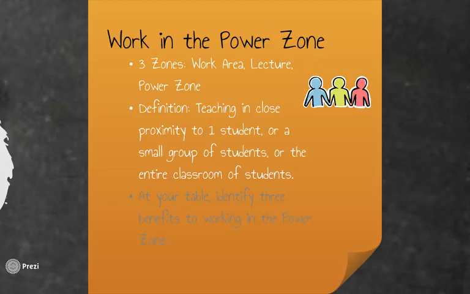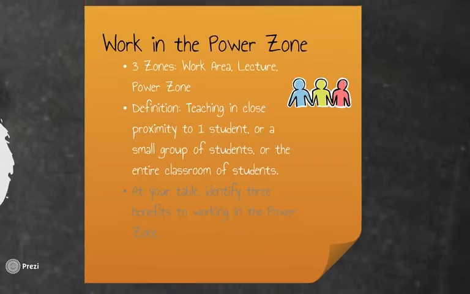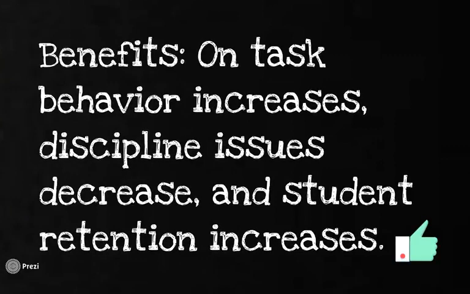You need to be in the power zone. You need to be moving. You need to make sure that you're able to manage, and you're able to make any necessary changes throughout the class period that you need to make. So teaching in close proximity to one student or a small group of students to the entire classroom. So making sure that you see the benefits, and you'll see that there's lots of benefits to being in the power zone. And so on-task behavior increases, discipline issues decrease, and student retention increases.